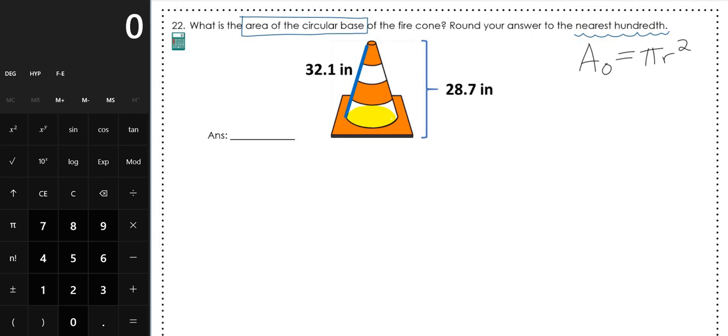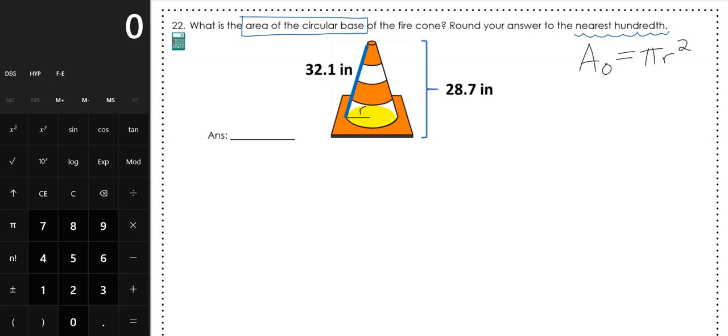Okay, so now let's take a look. We just need the radius. Now, looking at your fire cone, you don't have the radius. So the radius would be right around here, and you don't have it. Now, you may recall that with things that have a big point at the top, for example, pyramids and cones, you can find some triangles inside of there that could help you solve for whatever's missing.